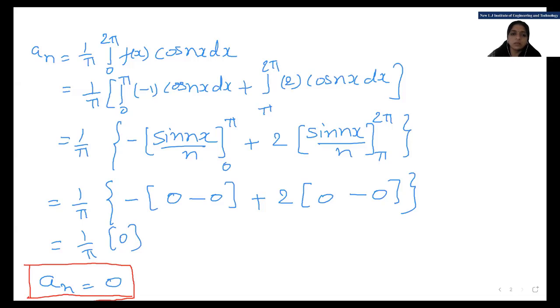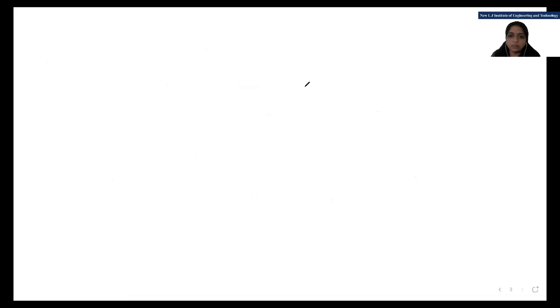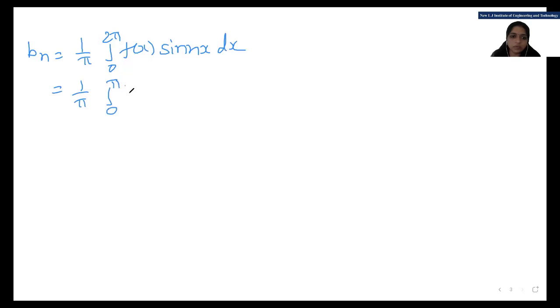Now, for the value of Bn. The formula of Bn is 1 by pi, integral 0 to 2 pi of f of x sin nx dx. Same as an, so from 0 to pi, our function is -1, so this one is sin nx dx, plus from pi to 2 pi, our function is 2 into sin nx dx.